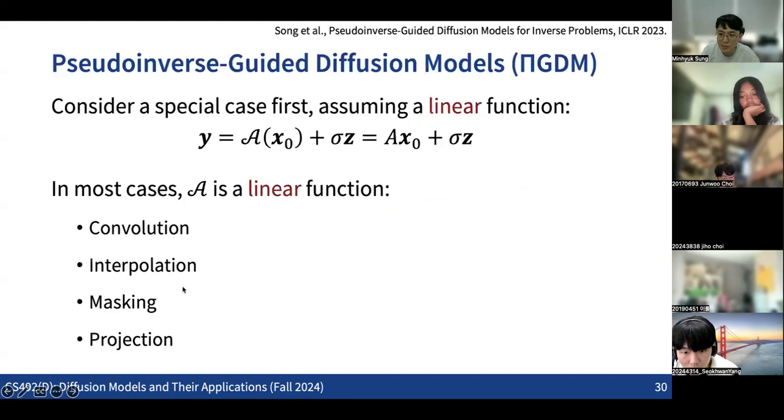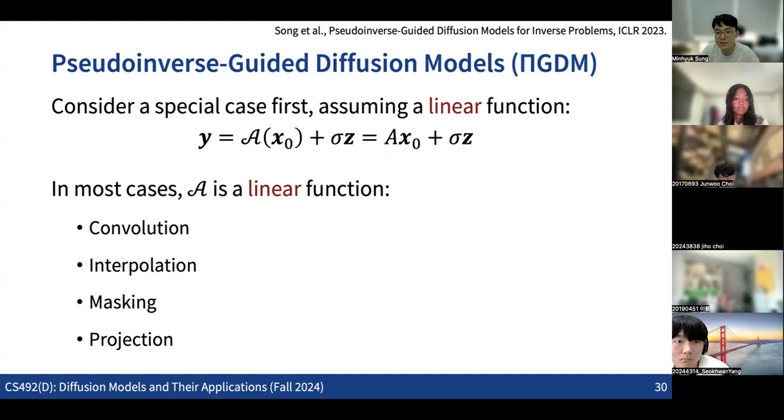So let's first think about an easy case. Think about when the A function is a linear function. A linear function basically means that it's just a matter of multiplying some matrix to the x0 here, the output that we want to see. As you can see, we want to generate x0 as the output of the denoising process, while the measurement y is given as the condition, as the input, right? And the relationship between x0 and y is represented with the matrix A here, when the A function is a linear function.